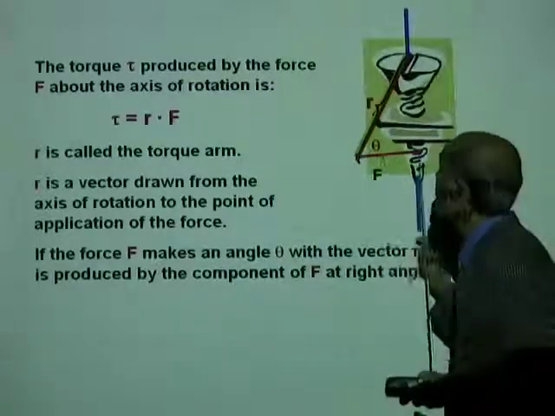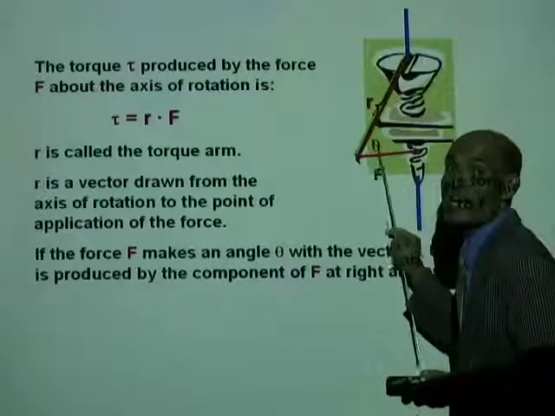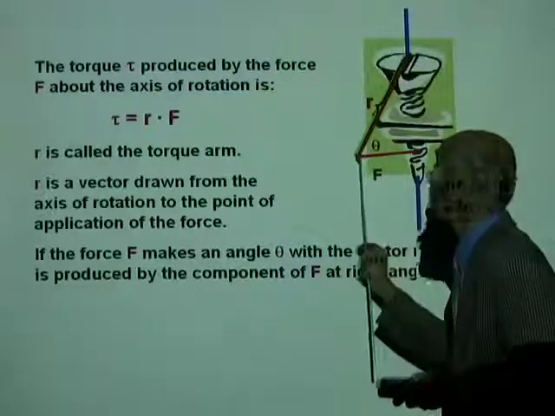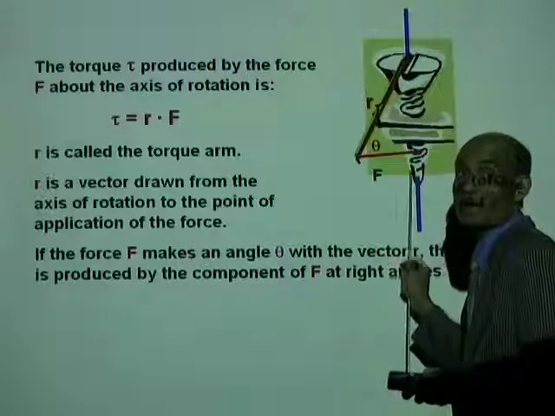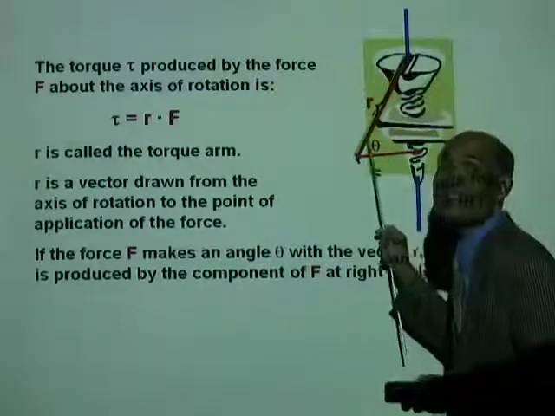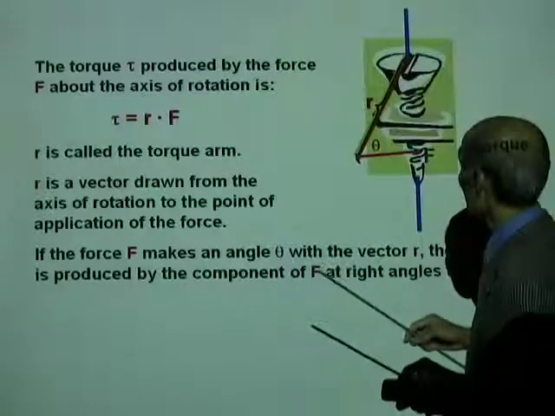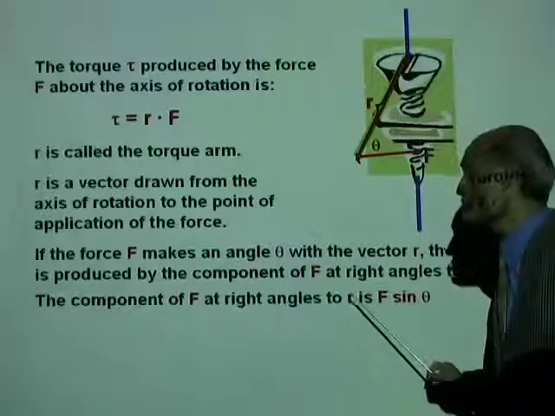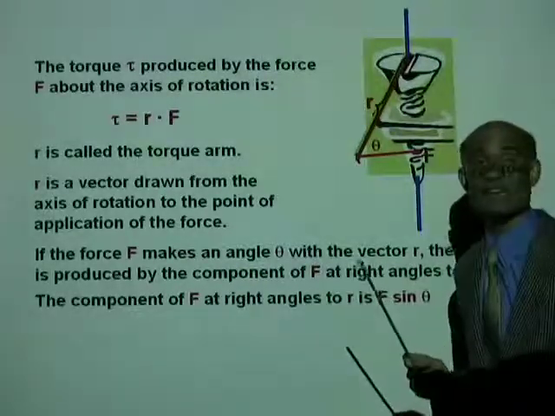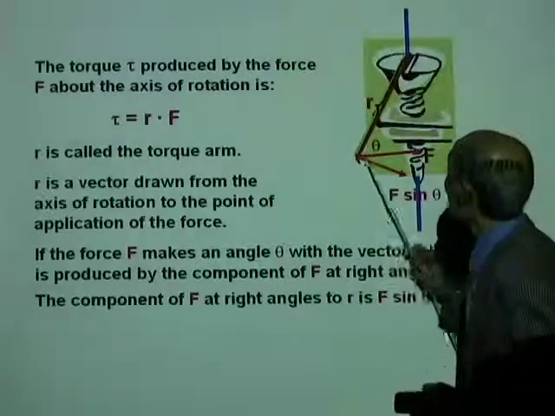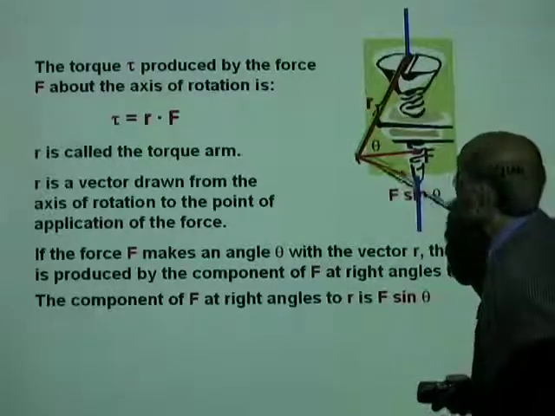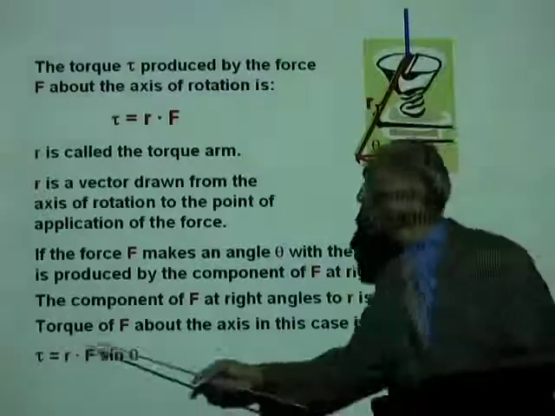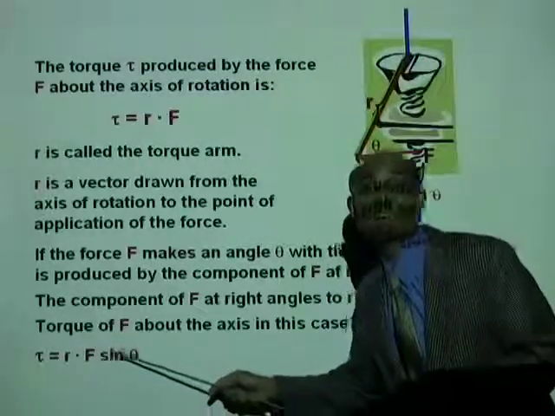Tell me, if the force vector makes an angle theta with the torque arm vector, what is the component of this F at right angles to that torque arm? It will be F sine theta. I hope you understand that. Yes. Now, the component of this force at right angles to r is F sine theta. That's right. That means the torque is now produced by this component of the force. So what is the torque now? The torque now is r times F sine theta.